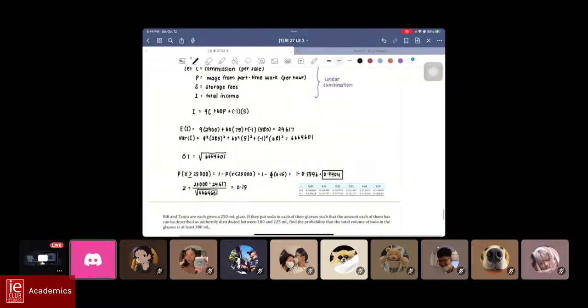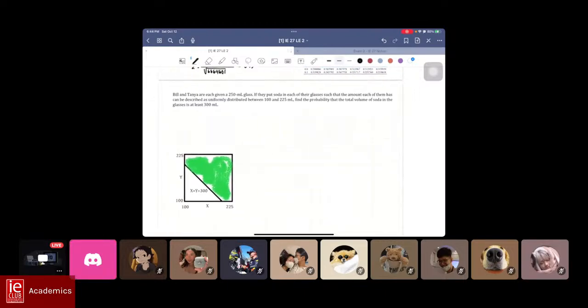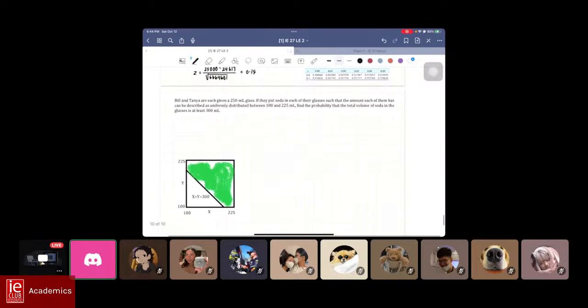Yeah, I think that's the end of the samplex, but I also included one more problem, since I think a prof said it's important to know how to graph for continuous PDFs. So for this problem, it says Bill and Tanya are each given a 250 milliliter glass. If they put soda in each of their glasses such that the amount each of them has can be described as uniformly distributed between 100 and 225 ml, find the probability that the total volume of soda in the glasses is at least 300 ml.